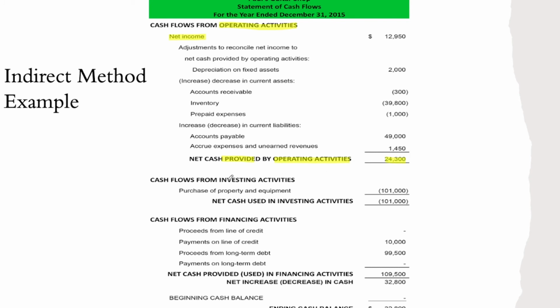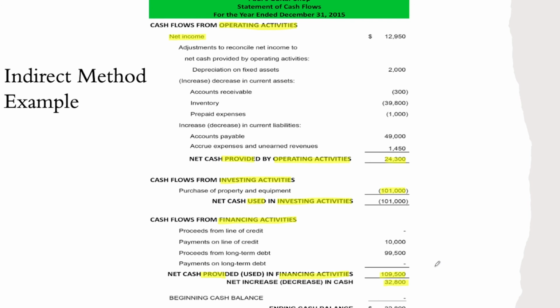Next, we have cash flows from investing activities, which is the purchase of property, plant, and equipment, again for 101,000. Since this is a negative balance, it's going to be net cash used in investing activities. And then finally, for our financing activities, you're just going to display the various activities as previously stated to come to net cash provided in financing activities of 109,500 to come to a net increase again of 32,800.